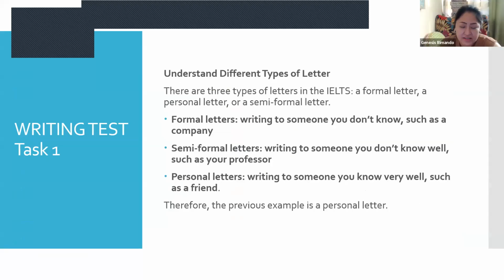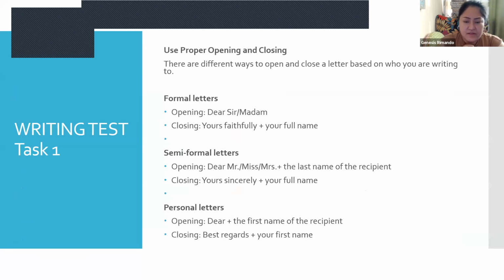Again, as mentioned earlier, there are different types of letters. Basically, you need to write in a formal way, but there are exemptions if you're asked to write to a friend. The proper opening and closing for formal letters would be, dear sir or madam, and the closing would be yours faithfully, then your name, like the example that I showed you earlier. Anyway, I think you're quite okay with this already. You're good with your letters.